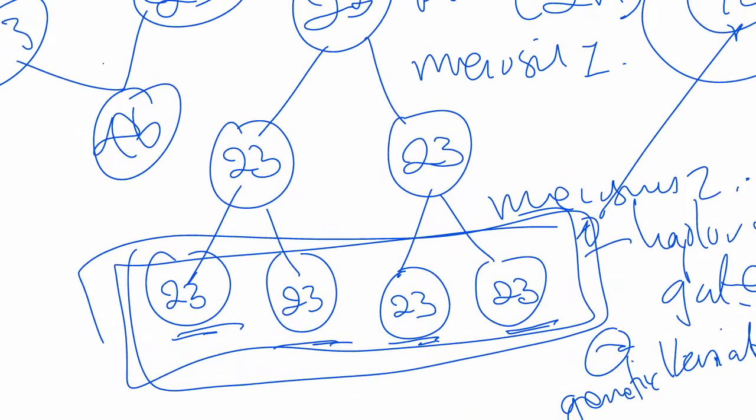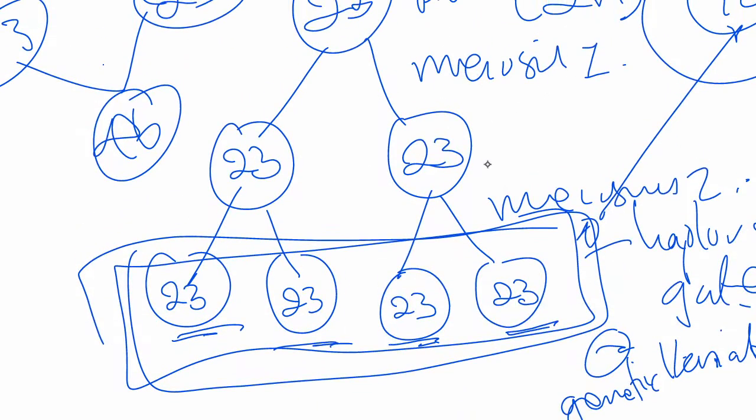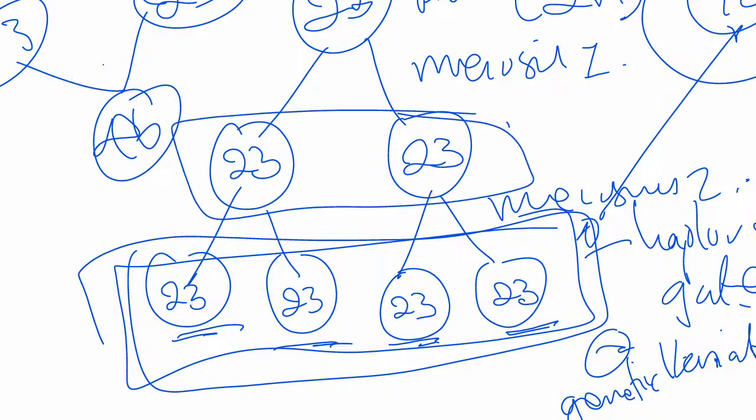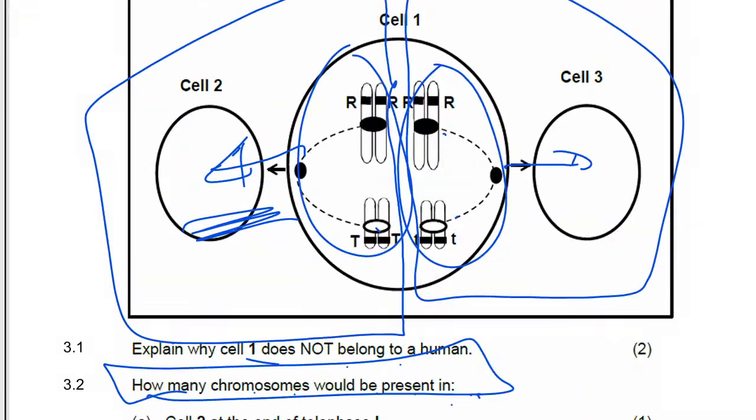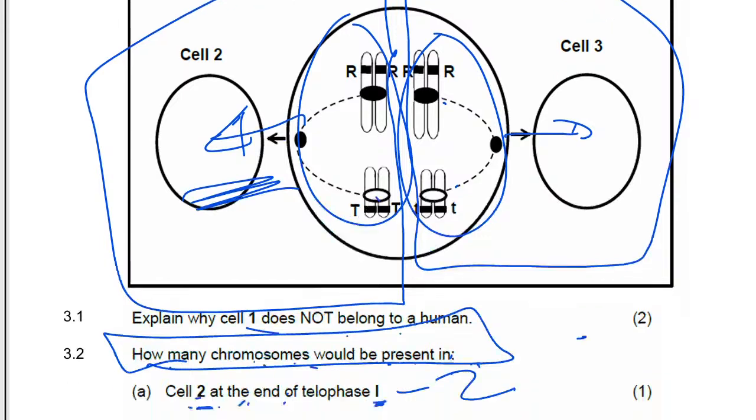But here we say that at the end of meiosis 1, you have half, because you started with 23 pairs of 46 chromosomes, but now you have 23. So it means it's going to be half of it, isn't it? How many chromosomes are present at the end in cell 2? So it's going to be 2.